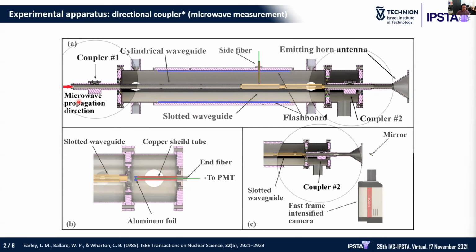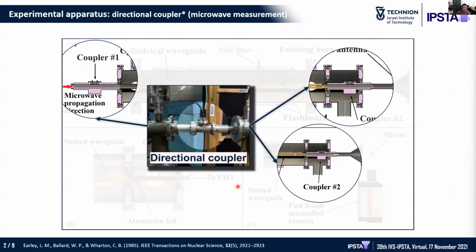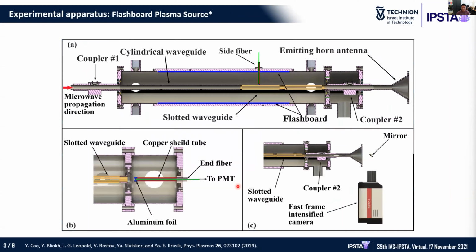There are two loop type directional couplers installed at the entrance and also the exit of the flashboard tube to monitor the incident and the transmitted microwave pulse. The first coupler could also measure the reflected pulse in these experiments. And this is how our directional coupler looks.